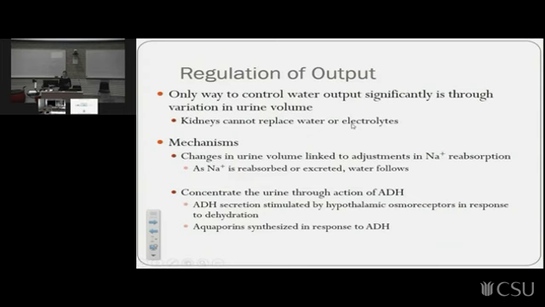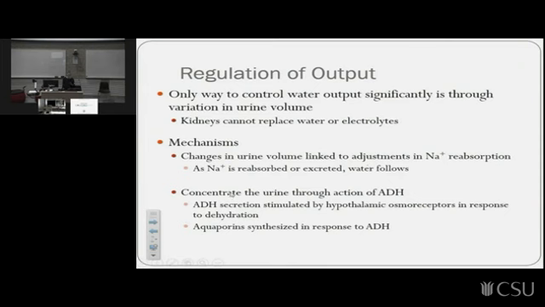So because we can't generate our own water that's inside the body, we then have to replace that by having a drink of water. The mechanisms involved in the regulation of the urine output essentially are changes in urine volume, which are linked to adjustments in sodium reabsorption. So as sodium is reabsorbed or excreted, water will then follow. That works kind of on a proportionate pathway. With the amount of sodium that's being excreted or reabsorbed, water goes hand in hand with that relationship too.